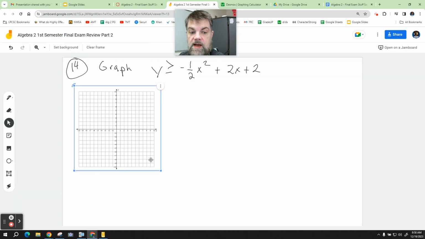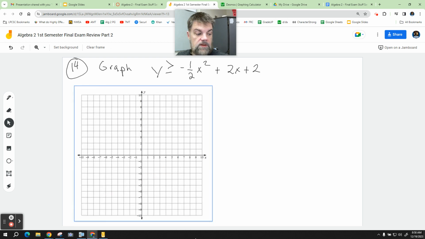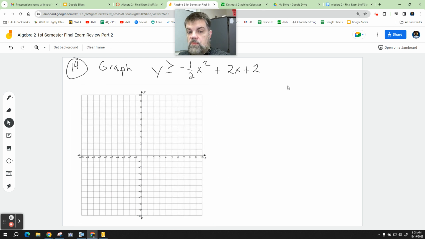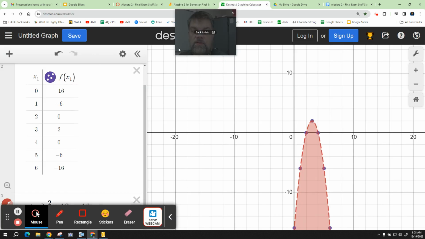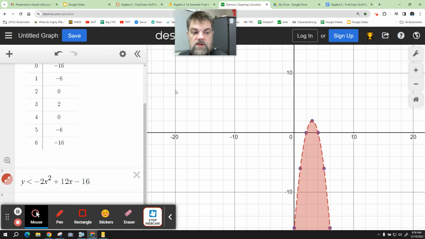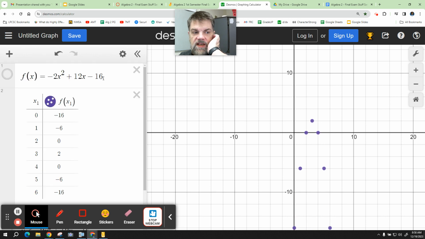Alright, so here's our graph. We're going to want a table of values. I will let Desmos do our table of values. That seems to be kind of fun. So I'm going to close this off. We'll come back to that in a second.